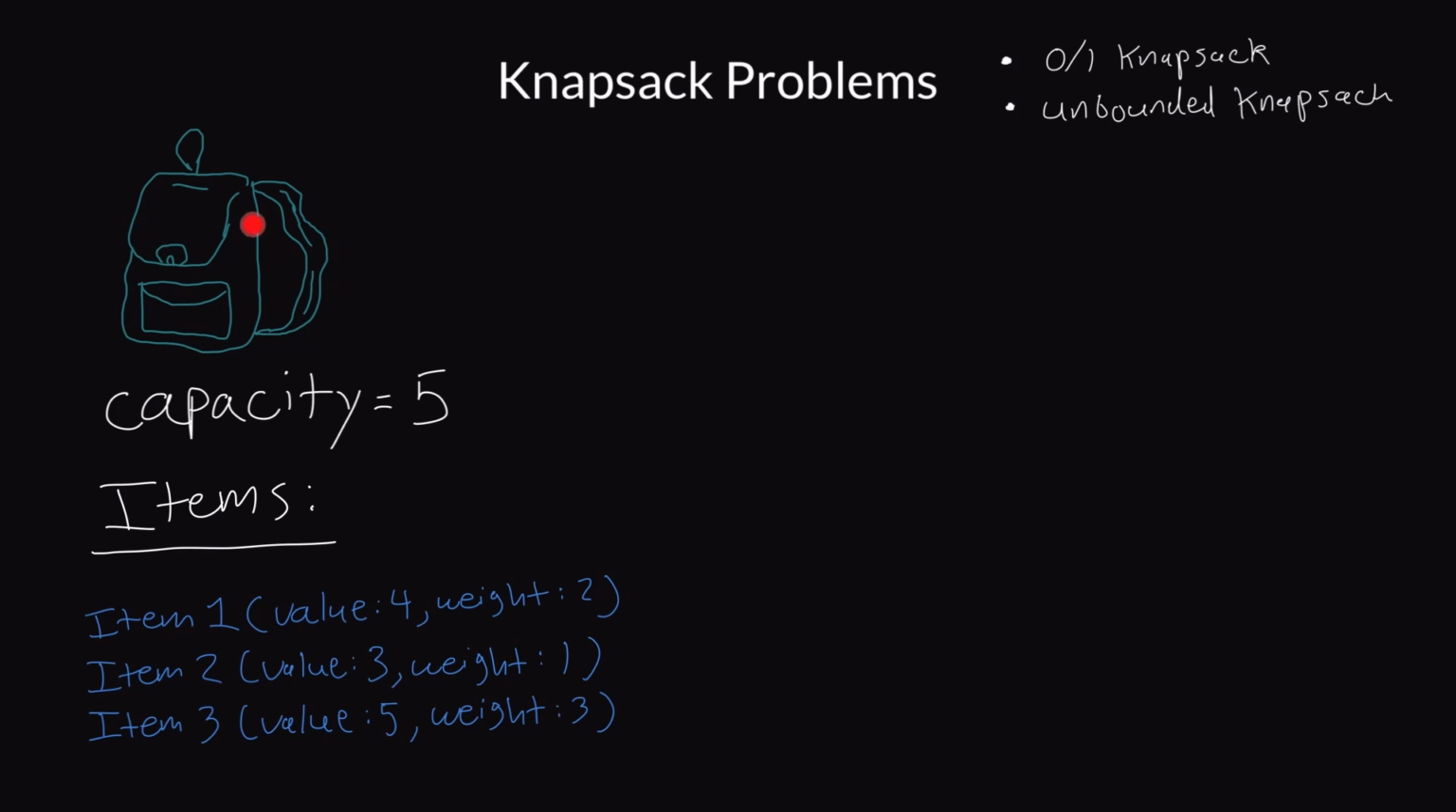As you can see, we have a knapsack with a capacity of 5, with 3 possible items to choose from. We have item 1 with a value of 4 and a weight of 2, item 2 with a value of 3 and a weight of 1, and item 3 with a value of 5 and a weight of 3. Using these items, can we fill our knapsack with items up to our capacity to maximize the value?